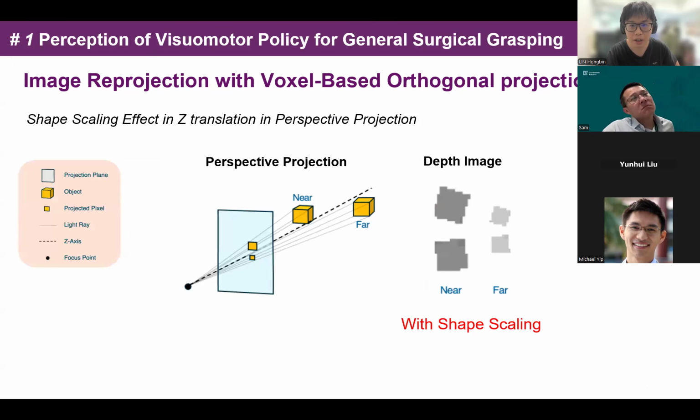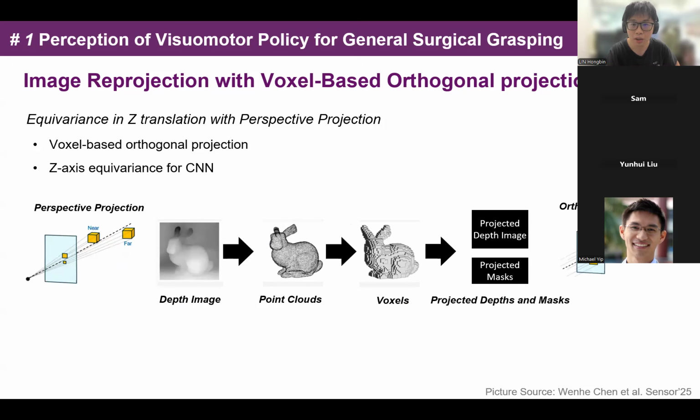In the perspective projection, the image is formed by radiant beams converging to the focus point. The projection suffers from shape scaling. When the object is near, the shape is large, and when it is far, it is small. We project the image with a voxel-based orthogonal projection to obtain Z-axis equivariance for the CNN.